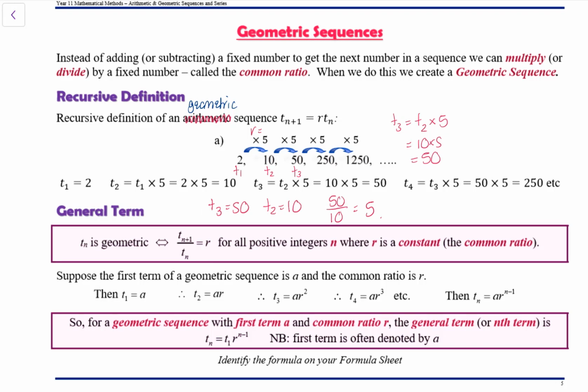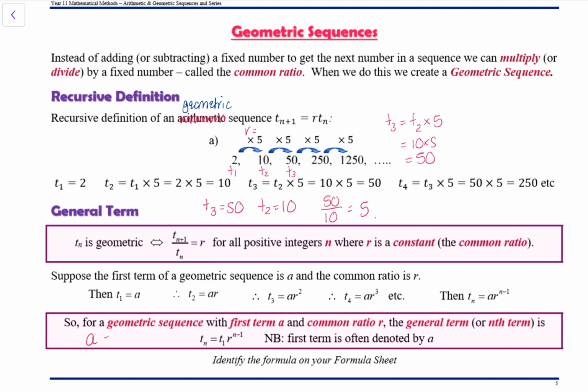Okay, so suppose the first term of a geometric sequence is a and the common ratio is r. Again, T1 equals a, so that's our first term. T2 is going to be a times r, T3 is a times r squared, T4 is a times r cubed. We keep multiplying by our common ratio. So for a geometric sequence with first term a and common ratio r, the general term, or nth term, is t of n equals t of 1 times r to the n minus 1, remembering that your first term a is t of 1. Look at your formula sheet for that formula.